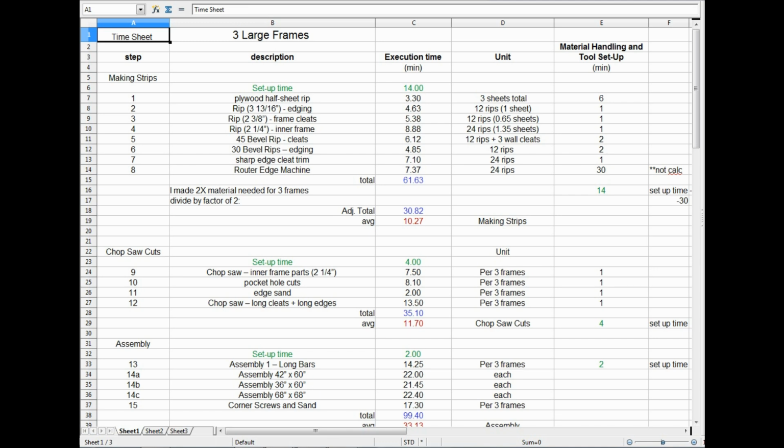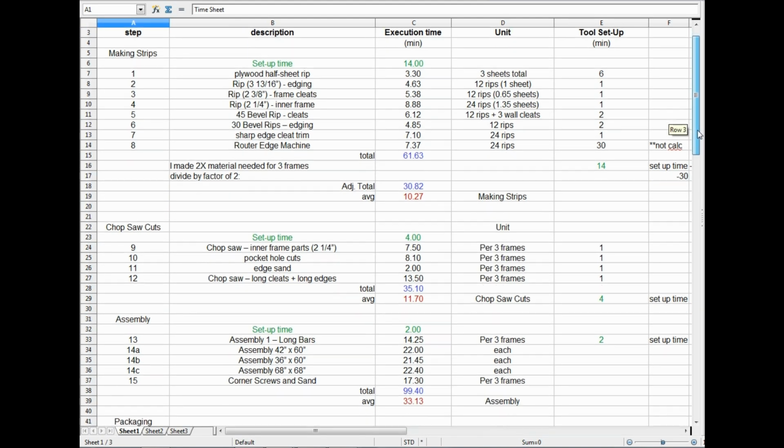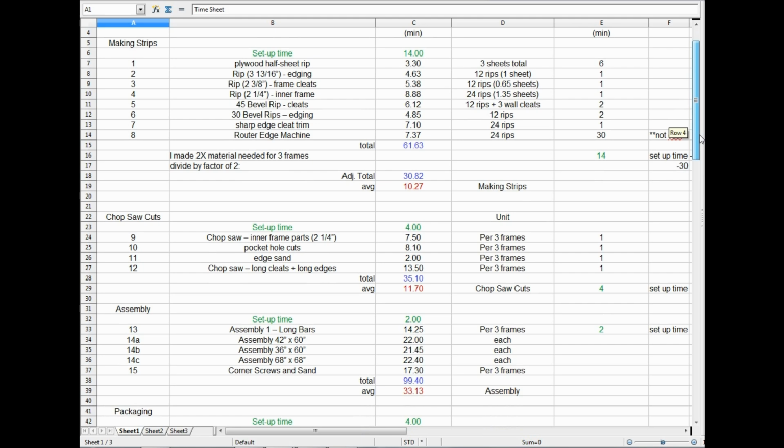Alright, time to analyze some data. I have compiled all of my time measurements for each step on the spreadsheet, and I'm going to use the spreadsheet to make graphs and charts. And I have it compartmentalized into 4 main operations.